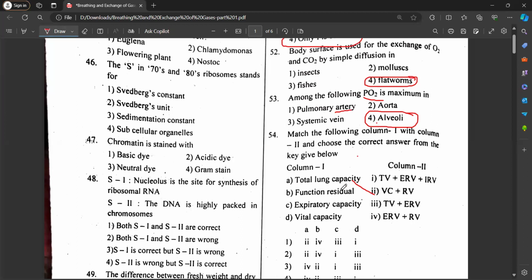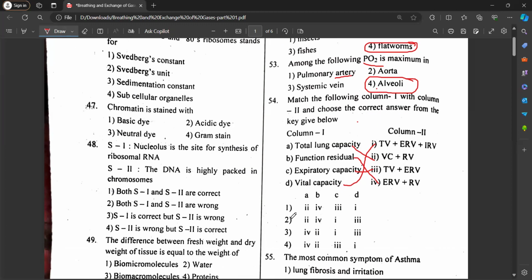Functional residual capacity, ERV plus RV. Expiratory capacity, TV plus ERV. Vital capacity, TV plus IRV plus ERV. Clear? So the option is 2, 4, 3, 1. So the first option is the correct one.